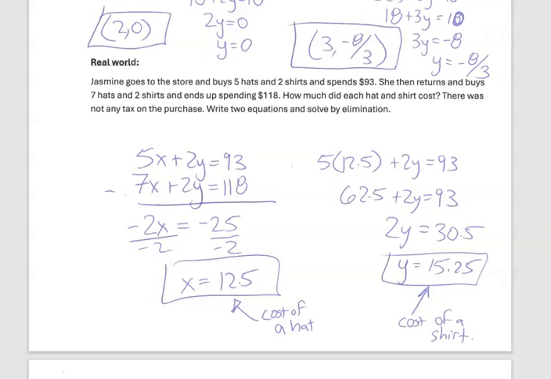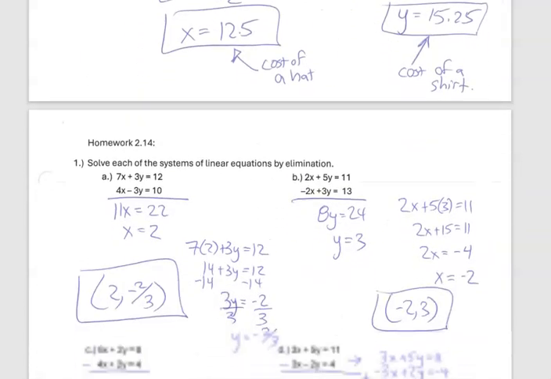You know, a lot of people would get a little confused and think that that was talking about the number of hats and the number of shirts, but we already knew how many shirts and hats. So this is talking about the cost of a hat and the cost of a shirt.